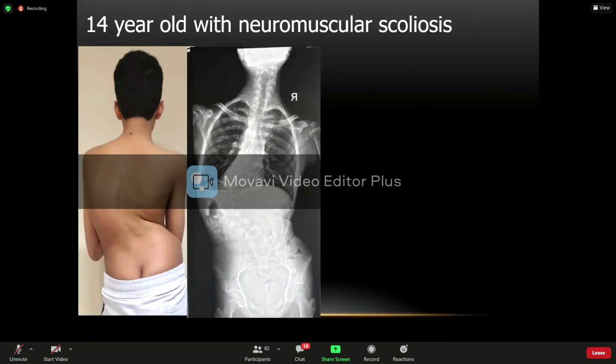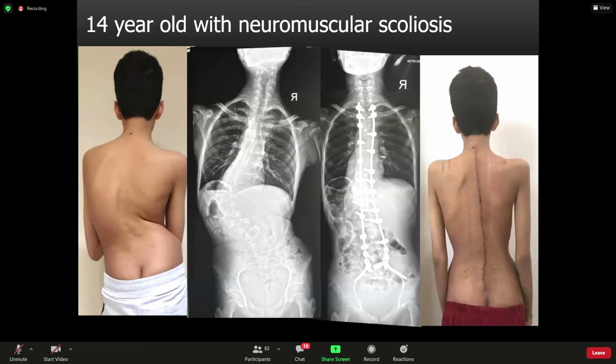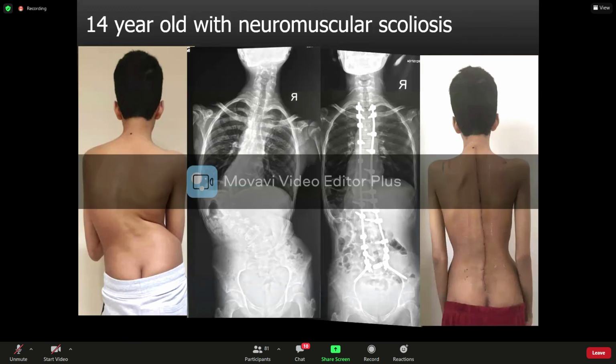This is a 14-year-old boy whom we operated on more than a year ago. He had a neuromuscular scoliosis, and it was rapidly progressing, so much so that he was off balance and he could not even sit without using his hands for balance. So we offered him surgery, and that is what he looks like now. He is back on his feet, doing well.